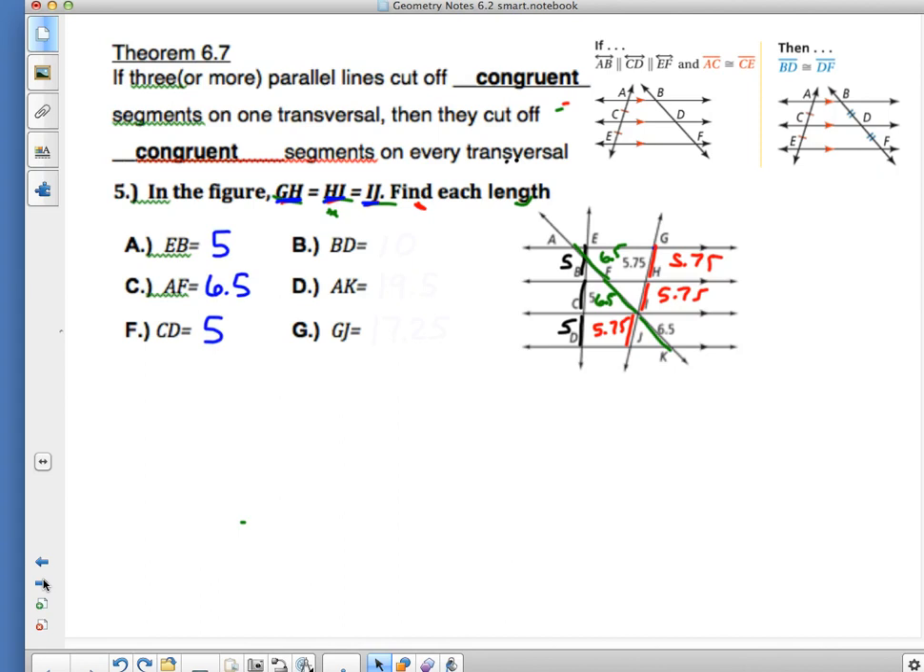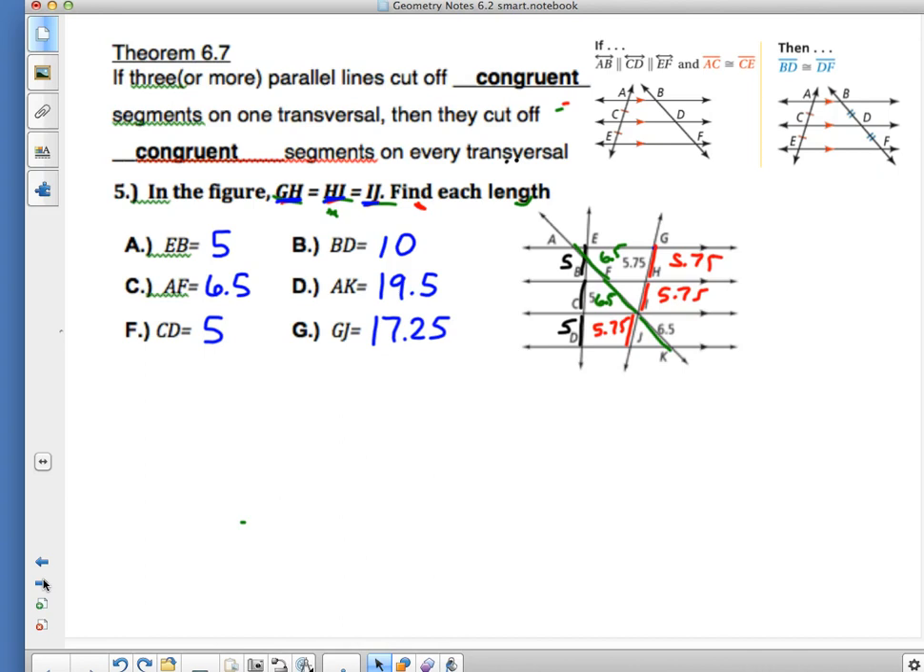Now, looking at BD, I'm talking about B to D. Well, that's 5 plus 5, which is 10. And AK, A to K is 6.5 plus 6.5 plus 6.5 is 19.5. And GJ, as I'm looking at that, that's 5.75, 5.75, 5.75, so 17.25 as we go through. All right. So are there any questions about where I got those numbers, how I added those things up, or anything? Okay, so now I got one problem left.